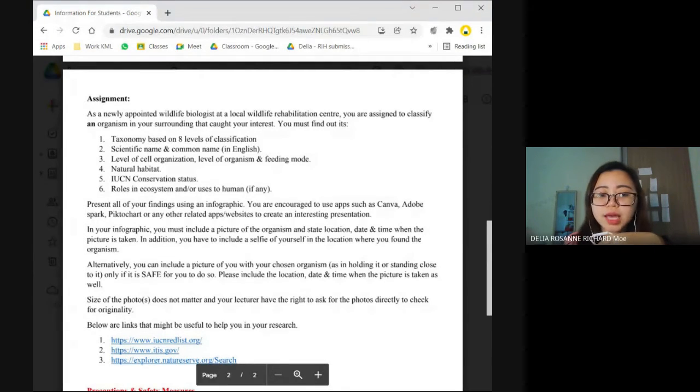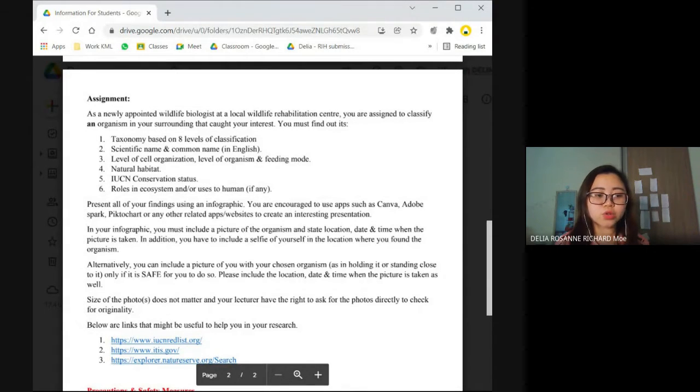You are encouraged to use apps such as Canva, Adobe Spark, PictoChat, or any other related apps or websites to create an interesting presentation. In your infographic, you must include a picture of the organism that you take. Gambar itu mesti yang kamu ambil, bukan kawan, bukan bapa, bukan mama, dan sebagainya. And state the location, the date and the time when the picture is taken. In addition, you also have to include a selfie of yourself in the location where you found the organism. This is to prove that it was you who took it and you were there when the picture was taken.